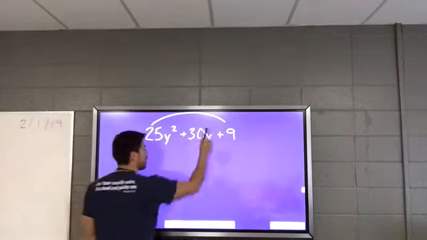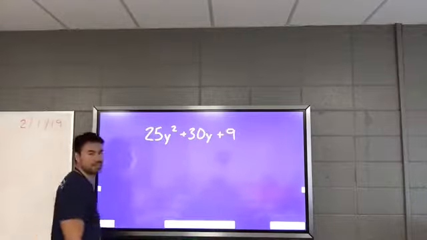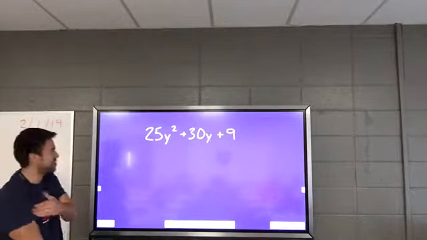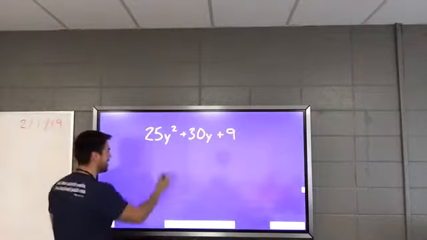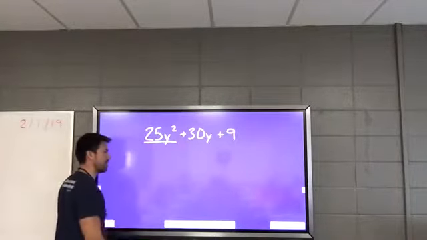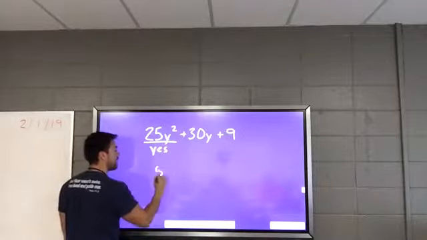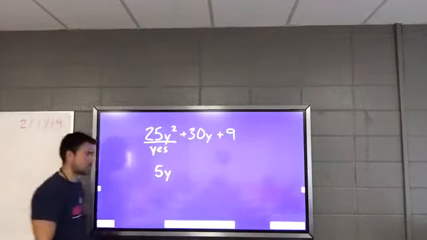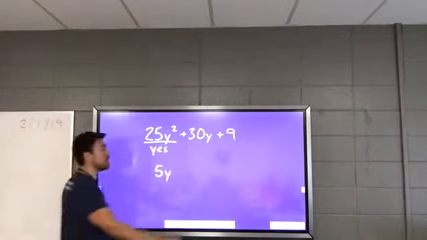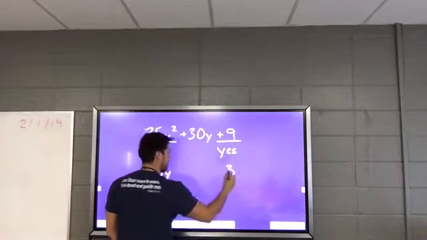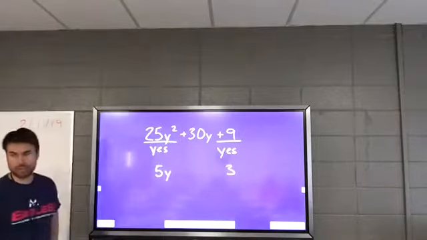So let's go. Is this a perfect square? Yeah, it is a perfect square. It's 5y if you square rooted it. Is the last term a perfect square? Yes, and that is 3. The square root of 9 is 3.